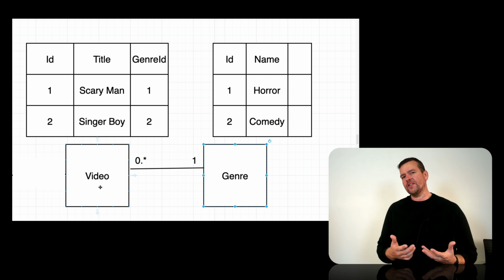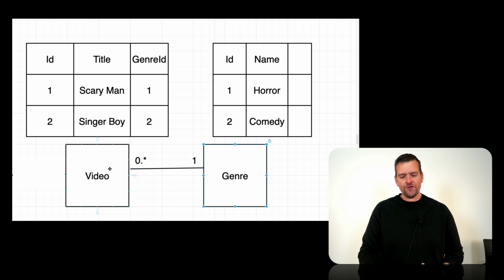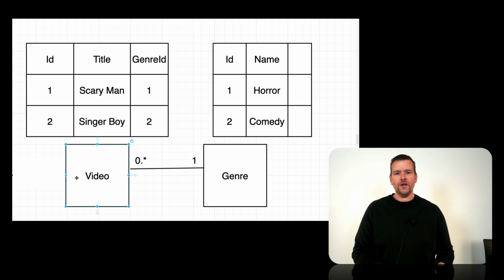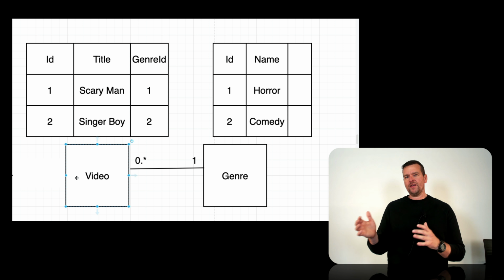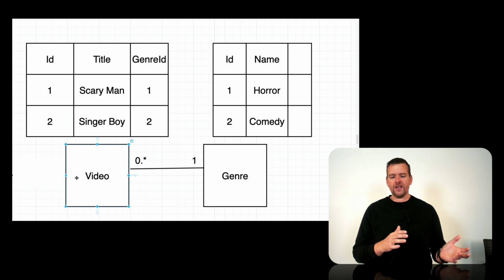Now, the way you read these diagrams right here is by reading them by the line, right? So I say a video needs to have one genre, right? And a genre can be in 0 to many videos. So that's the relationship we want to build in the code using the Fluent API.